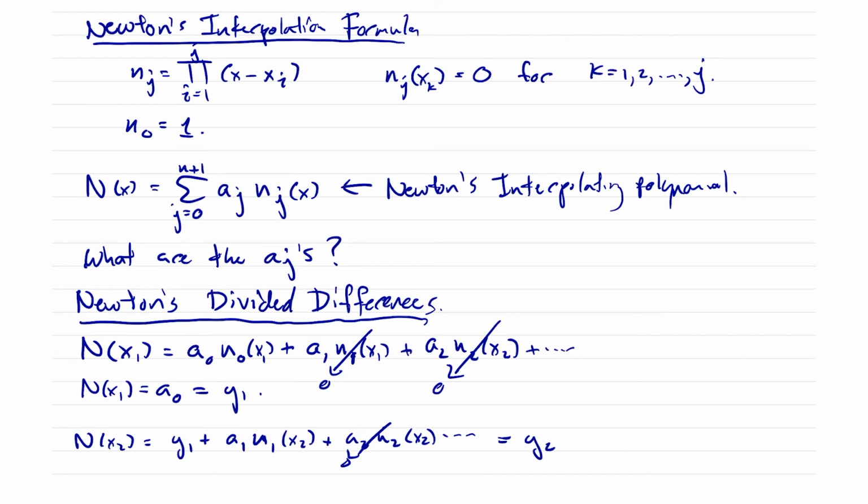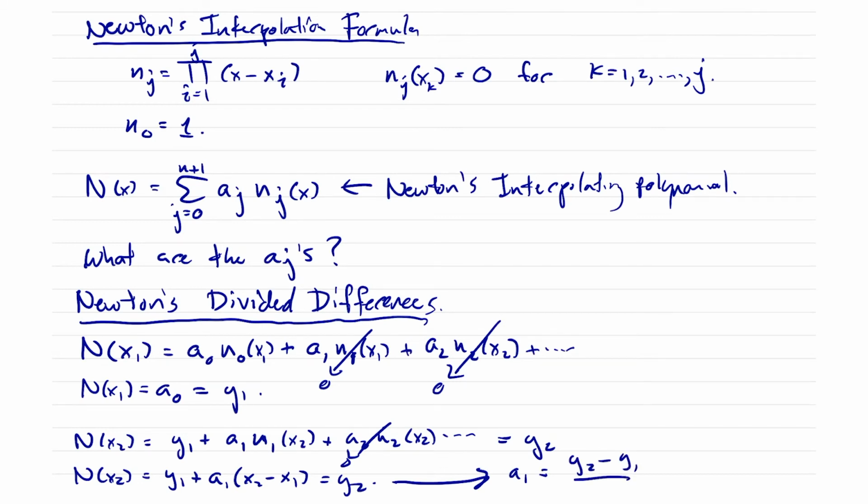Now, what is N1 of x2? It is going to be y1 plus a1 times x2 minus x1, which is equal to y2. Thus, that tells us that a1 is equal to y2 minus y1 divided by x2 minus x1.